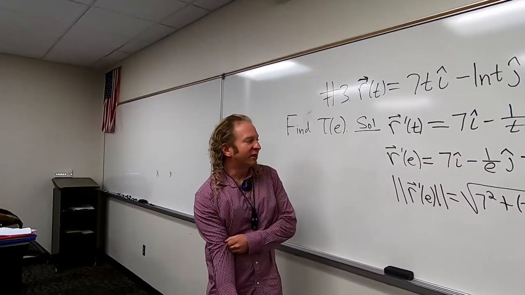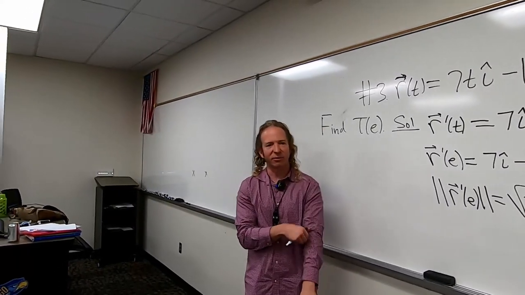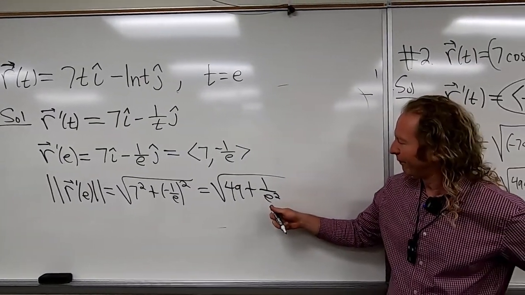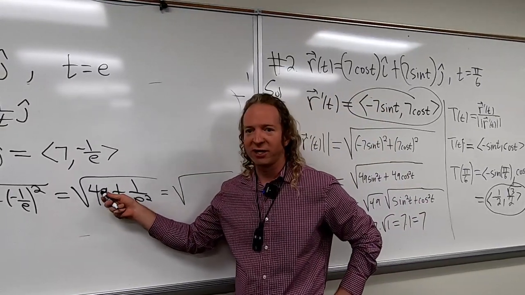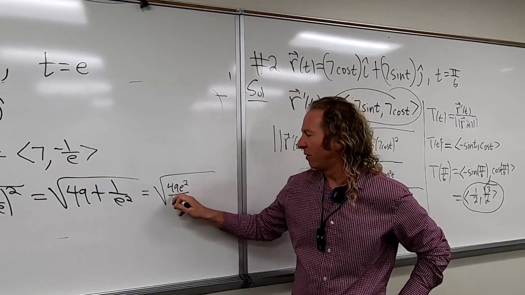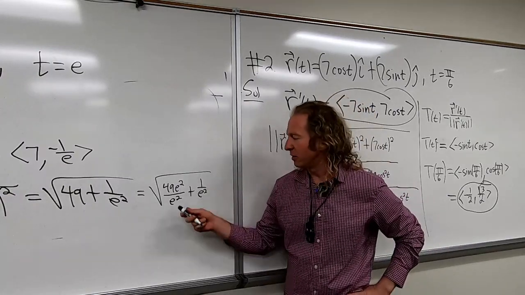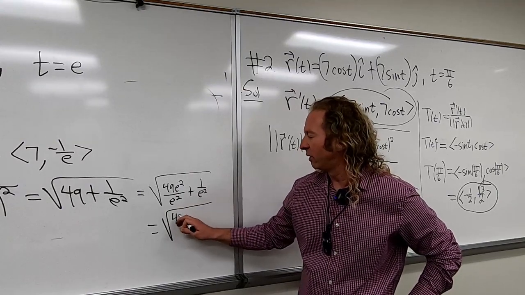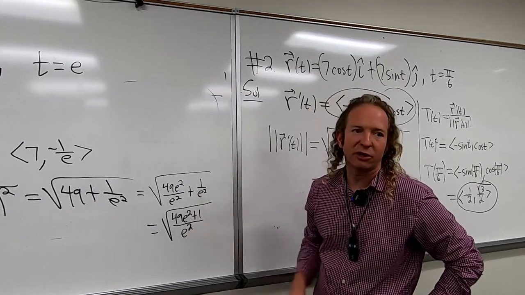I suppose we could clean this up. It might be a good idea to do that. This is calculus 3, so let's clean it up a little bit. What we can do is use some skill. I guess we can write this as 49E² / E² plus 1/E². We could do that, right? Because now this is the square root of (49E² plus 1) over E². This makes it look a lot better.